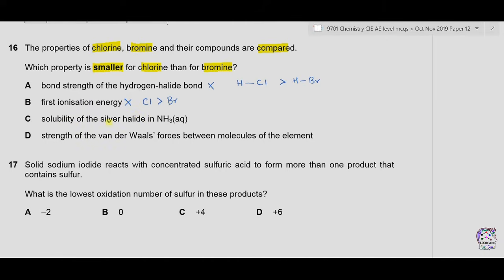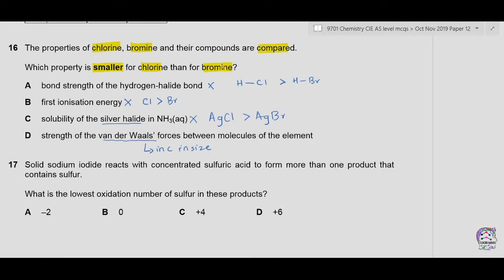C is the solubility of silver halide in NH3. As we can see that AgCl is more soluble in NH3 than AgBr. So AgBr does not dissolve in aqueous ammonia. So C is also incorrect. In D it says strength of van der Waals forces between molecules of the element. As we know that van der Waals forces increase with increase in size of atom.